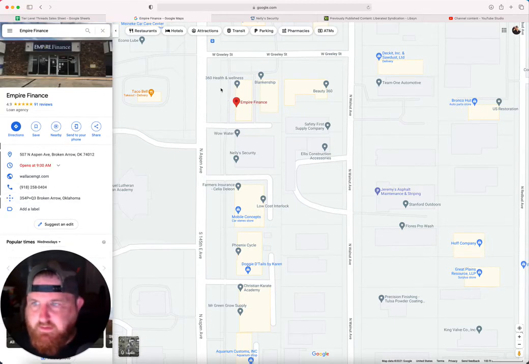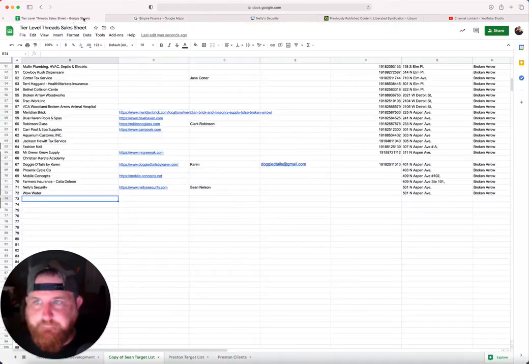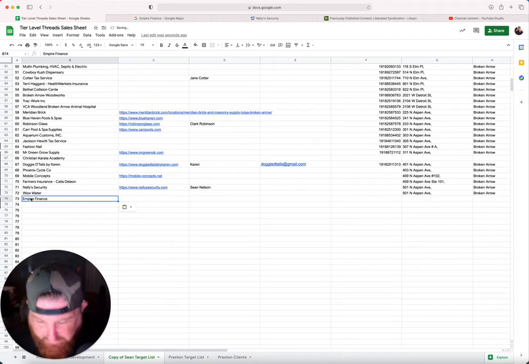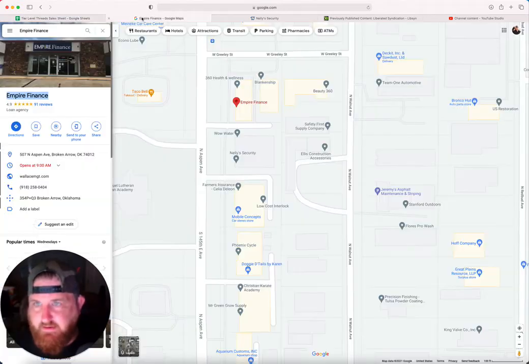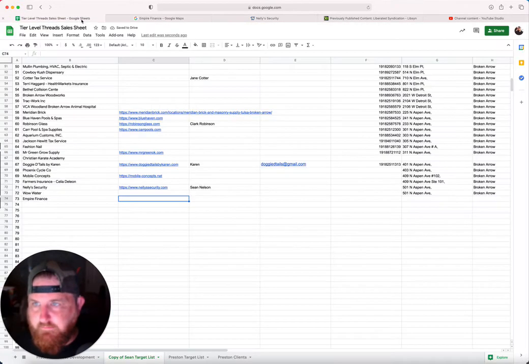Next one is Empire Finance. It's a loan agency. Putting them on there. Like I said, I'm not really skipping a lot here. There's a few I skip just if I know the business personally or hear anything.